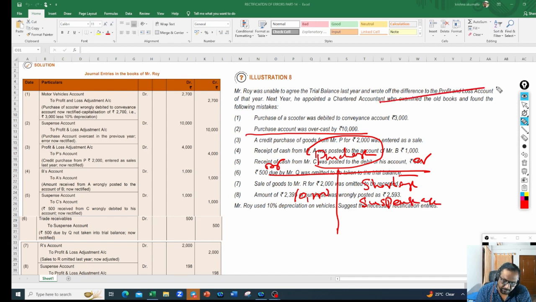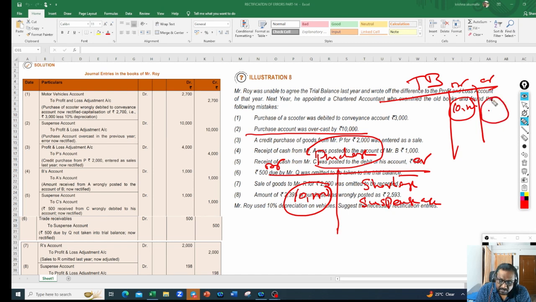See, when I prepare trial balance, this is overcasted. So that means here 10,000 is higher value. Debit is higher, showing higher value. That means there is a shortage in credit in trial balance. This shortage of credit should have been posted to suspense account. That means to the extent of 10,000, your suspense account balance would be showing 10,000 credit.